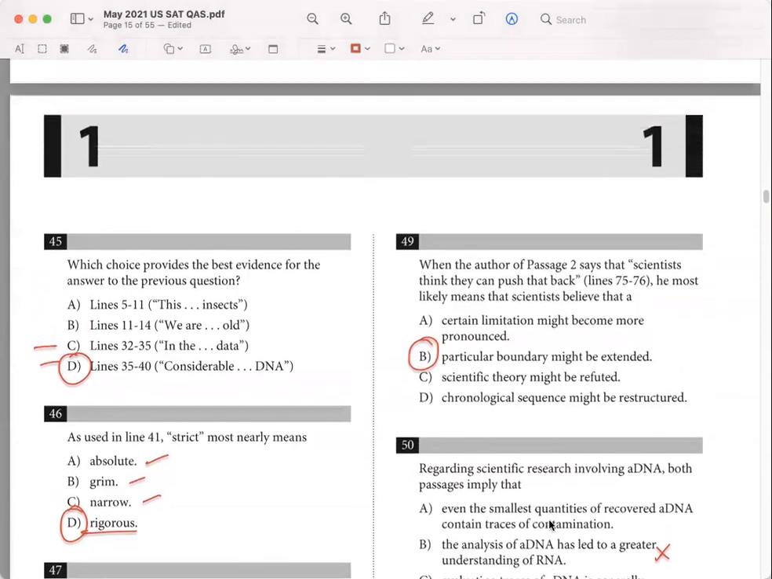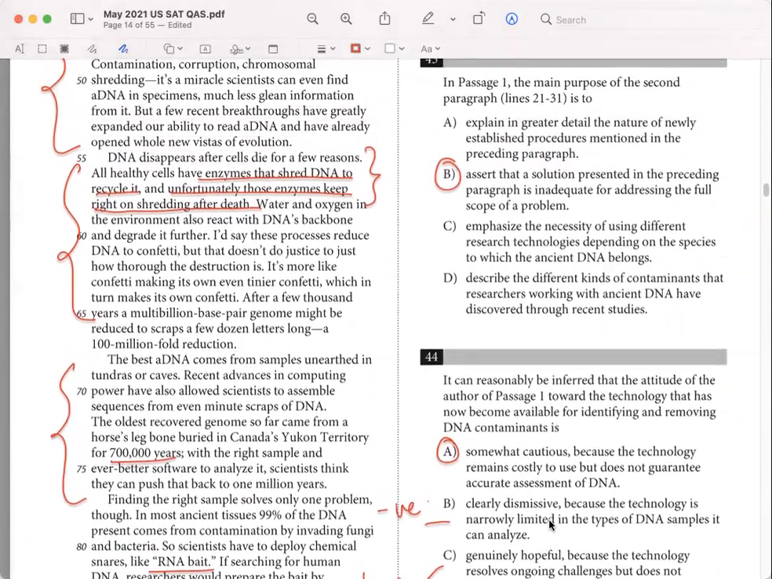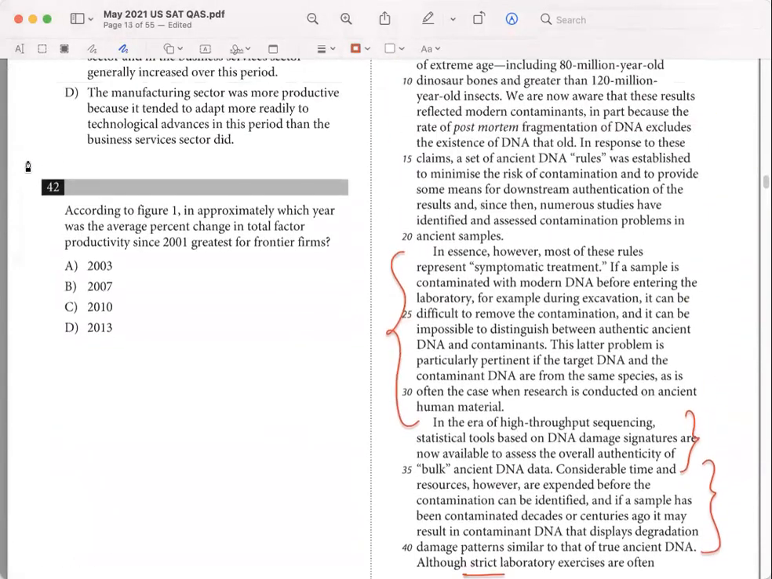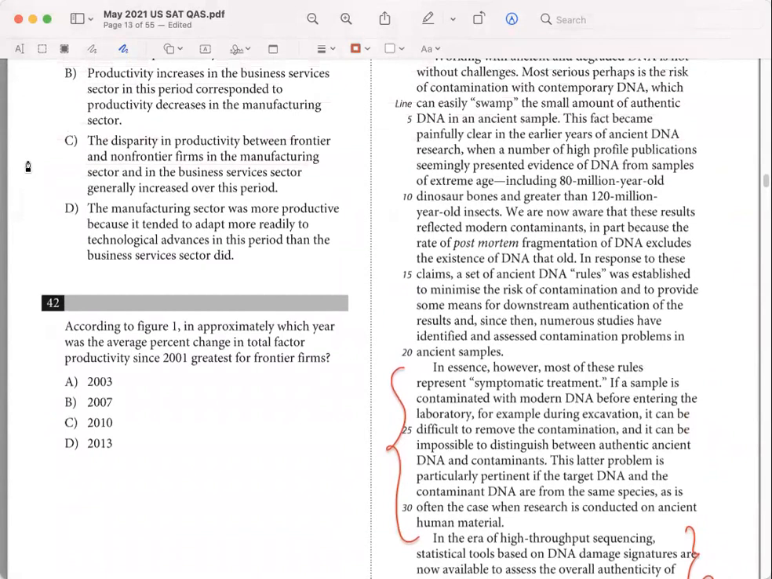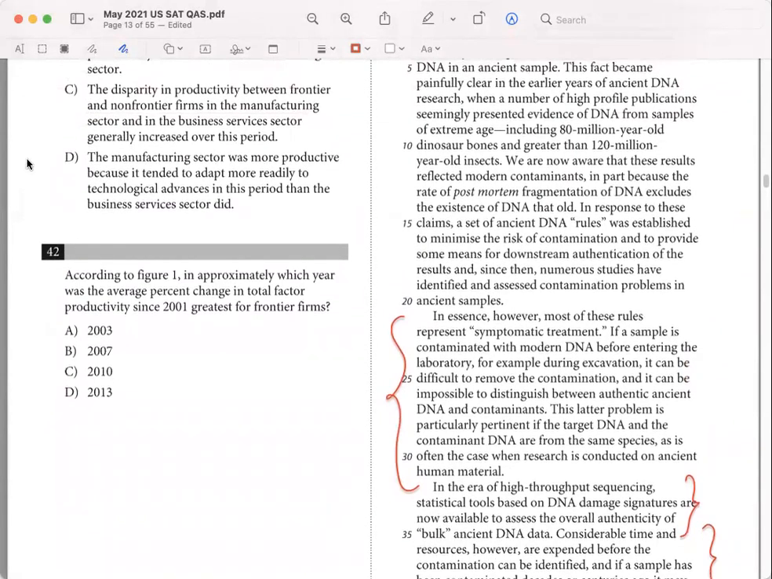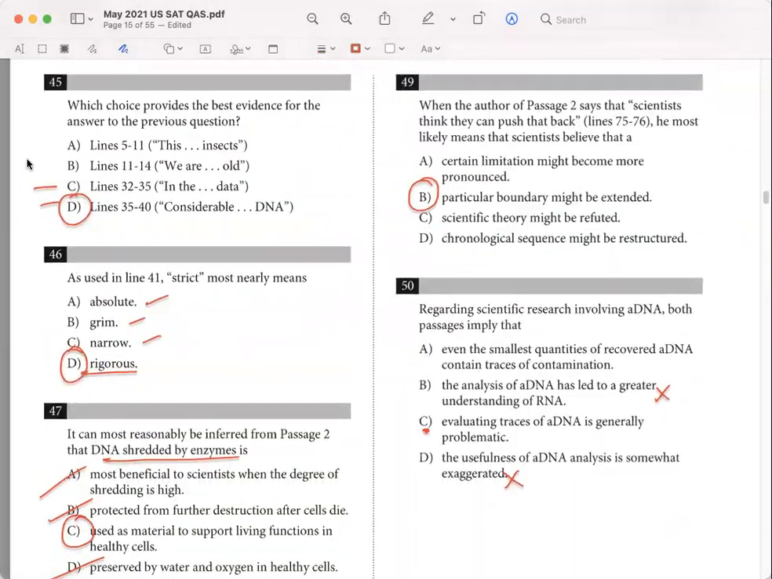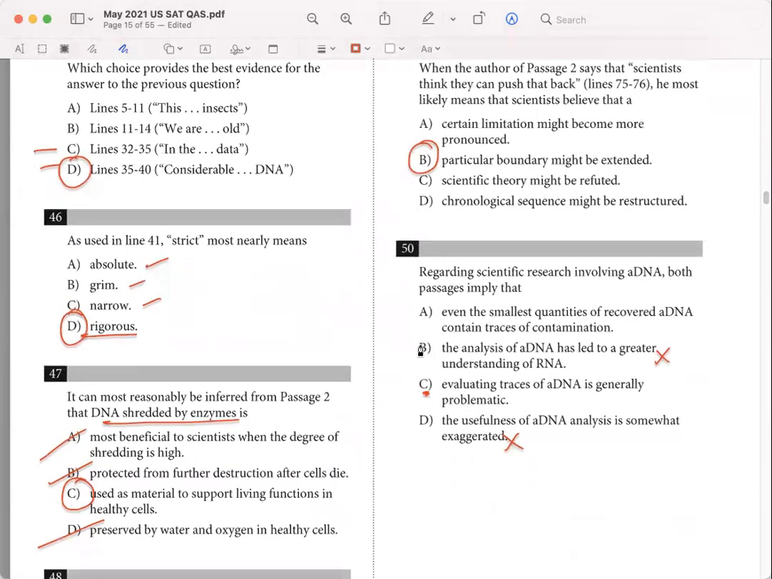Yeah, so I think evaluating traces is problematic. This is true because the first paragraph of the second passage talks about that. And the second passage is throughout talking about the nature of the problem with evaluating aDNA, right? Okay, so I'll go with C. This is something they both agree with.